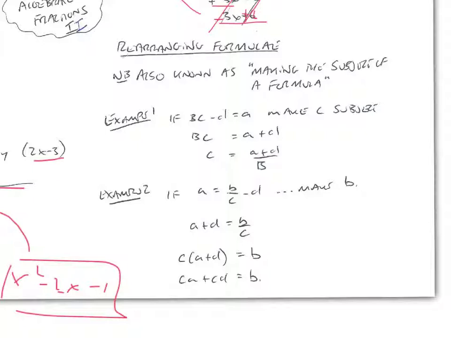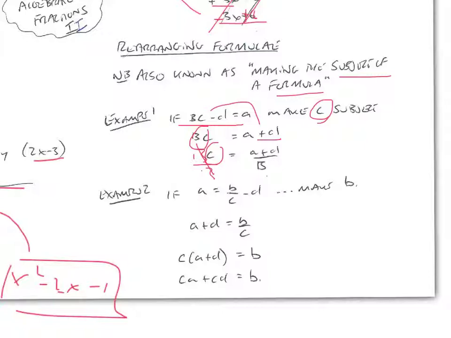How to rearrange formulas. This is also known as making the subject of a formula. Okay, if BC minus D equals A, make C the subject of the formula. Well, let's isolate C. BC is equal to A plus D. C is equal to, divide both sides by B, (A plus D) over B.